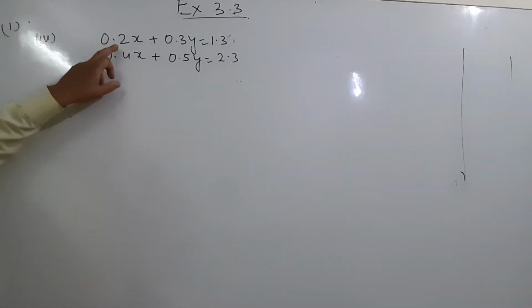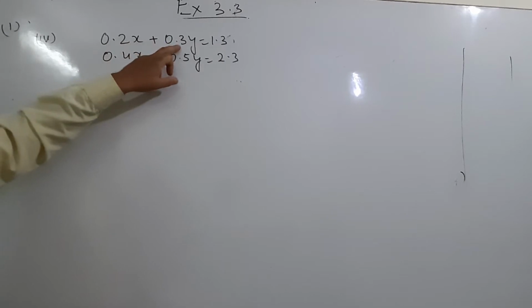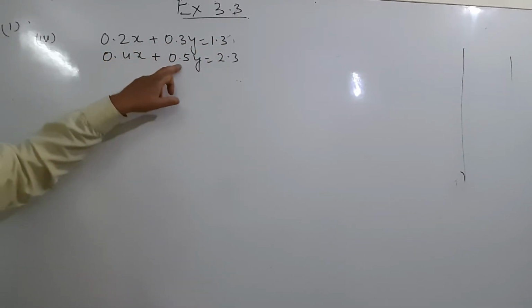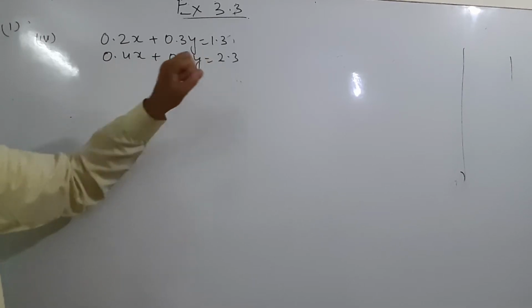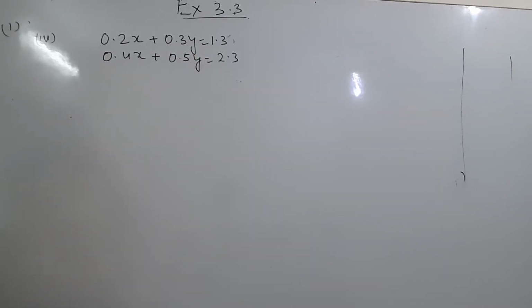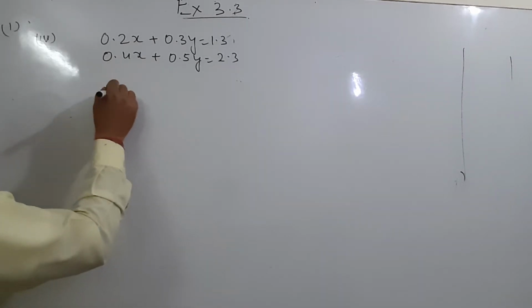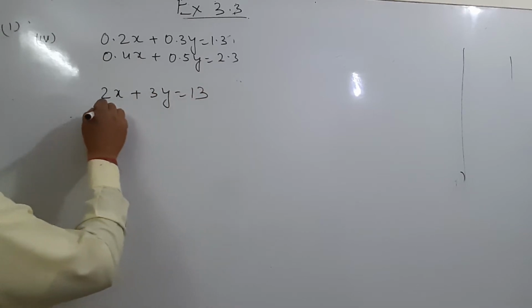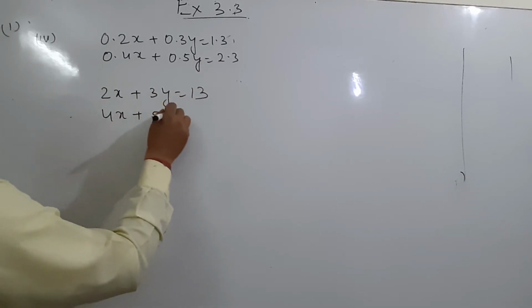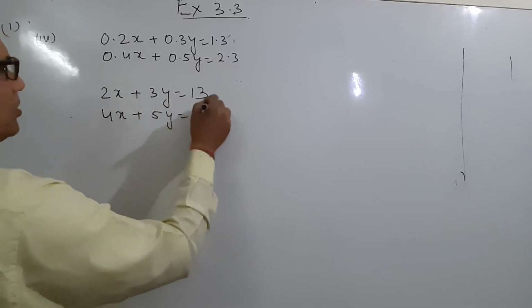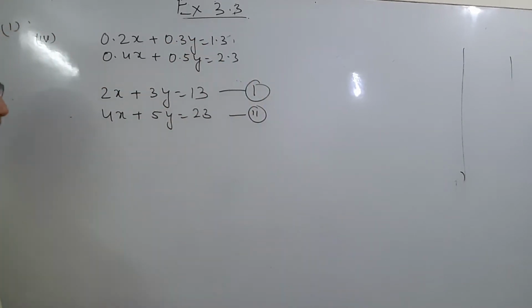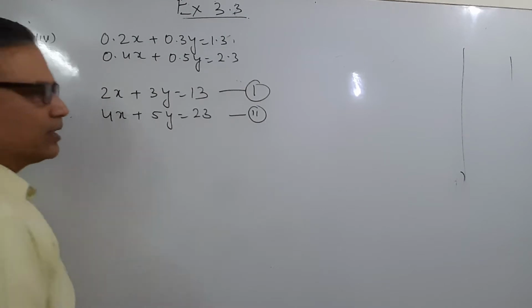Means we can write directly 2x plus 3y is equal to 13, and 4x plus 5y is equal to 23. This will be equation first and this will be equation second. If you have doubt, then you can check it here.